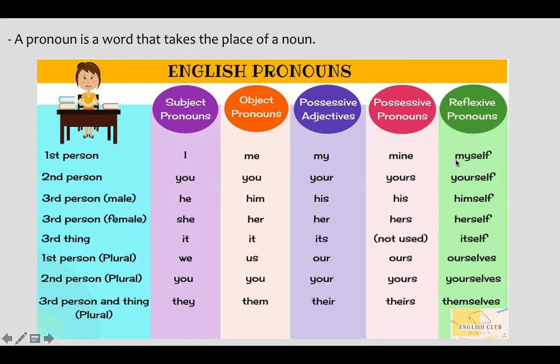You don't have to know the name. Myself. How should I use it? Basically, myself is that when I'm talking about something that refers to me, okay, or reflects to me, I use myself. For example, I hurt myself. Myself is me, right? I'm talking about something I've done to myself.